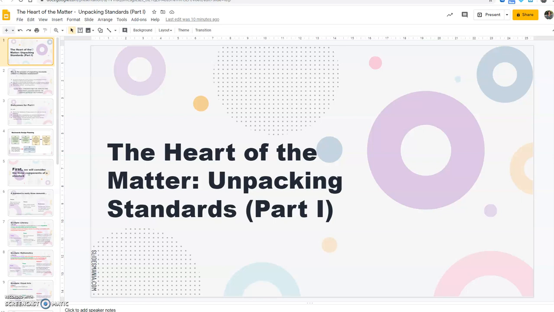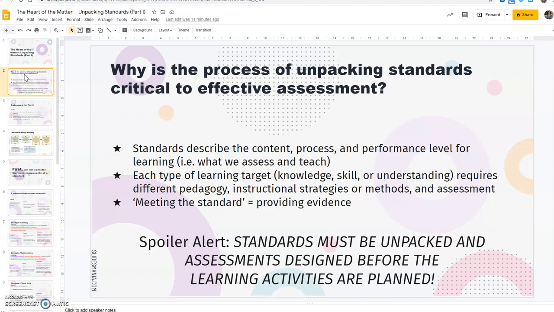Hi everyone, this is part one of a two-part mini lesson on effective assessments. In part one, we will explore what we mean by unpacking standards. In part two, we'll connect that work to creating assessment tasks. Let's get started by making explicit why the process of unpacking standards is critical to effective assessment.